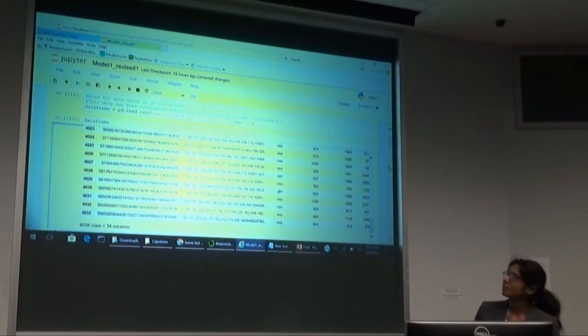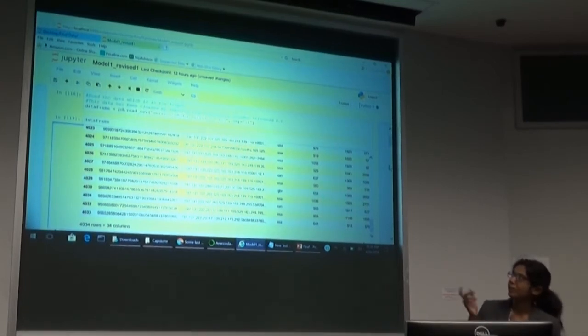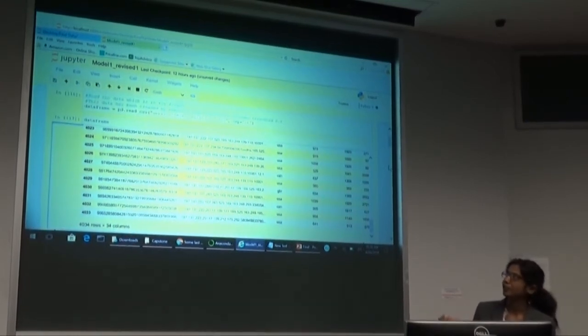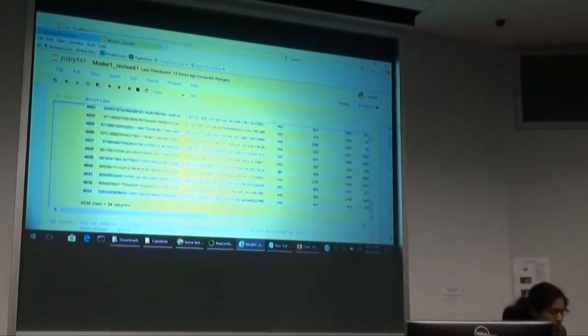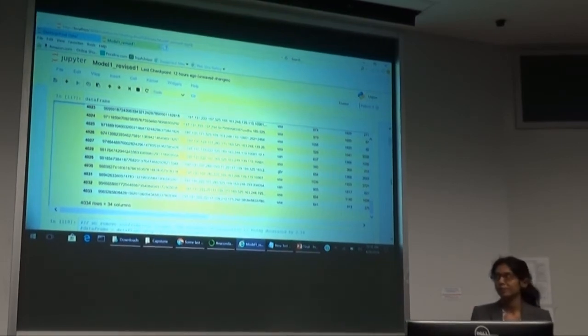So this was the data set that we fed it, model data V3 0.7 CSV. And this data set was the reduced form of the data set. The original data set was 3.7 GB in size, which contained 1.1 million rows and 971 columns.